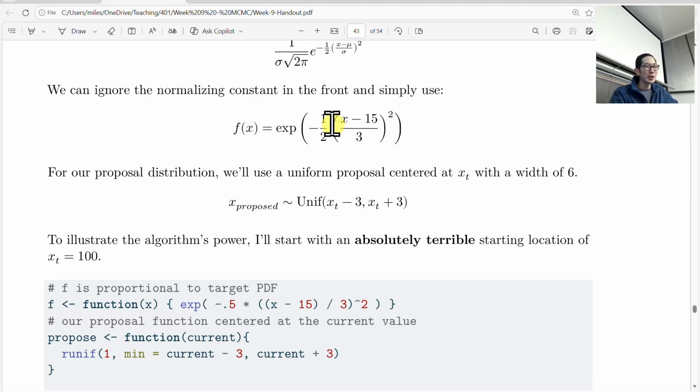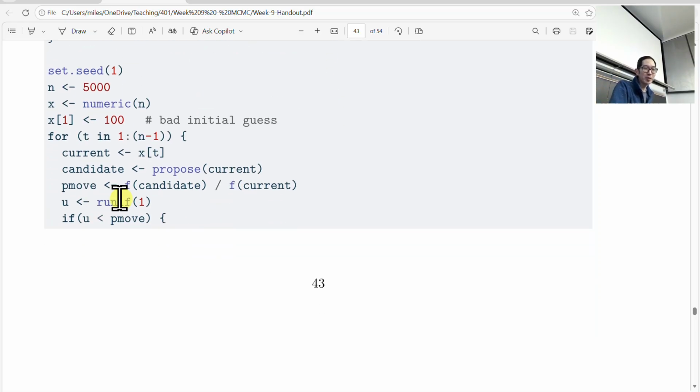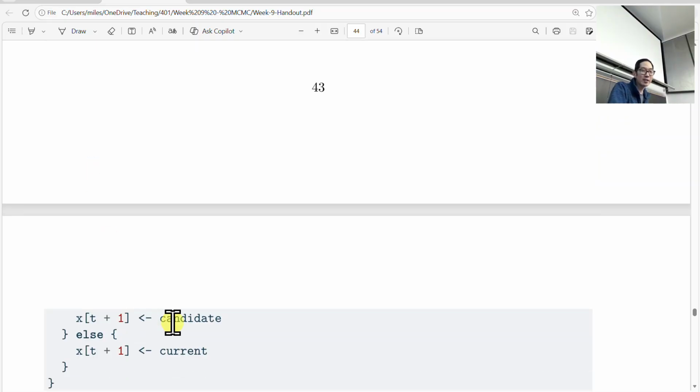So basically the proposed location, f of the candidate, is going to be larger than f of my current, okay? And so this p move is going to be a value bigger than 1. I generate a random number between 0 and 1. In that case, it's for sure going to be less than p move. So I'm going to accept the proposed candidate, okay? And so the candidate is going to become my x at time t plus 1, okay?